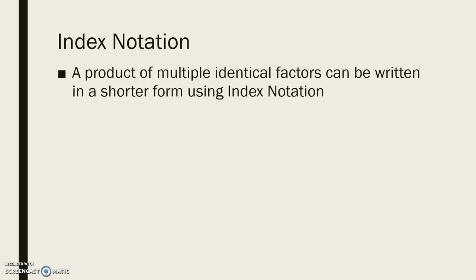So index notation is a product of multiple identical factors. The reason we do it is that it's an easier way to represent large numbers. In this case, 6 to the power of 4 means we're multiplying the base, here in blue, by itself 4 times: 6 by 6 by 6 by 6. And that gives us our resulting number.